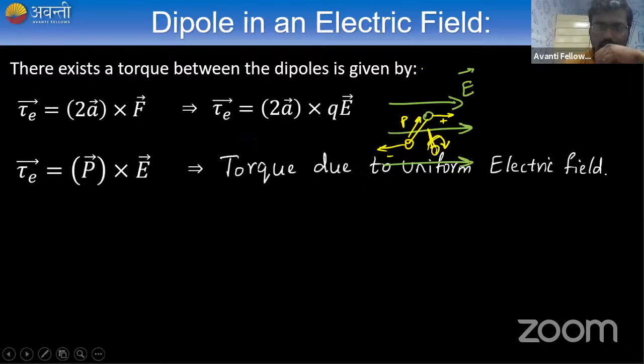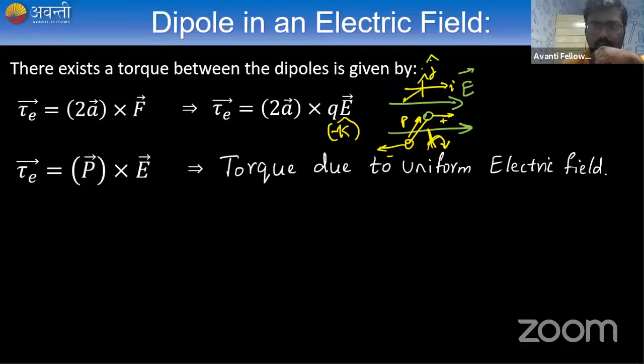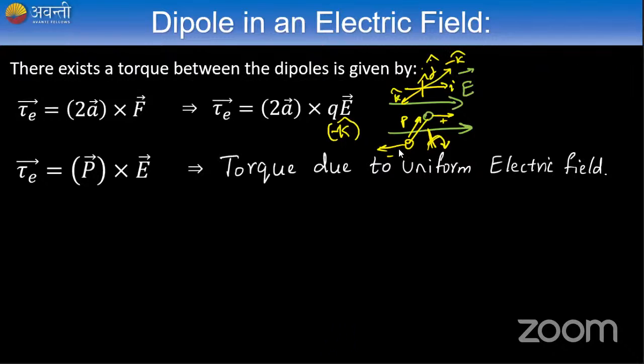My torque is given inwards, that is minus K cap. So if this is I cap, this is J cap, and outwards is K cap, then inwards should be minus K cap. Okay. So the net torque would be inwards.